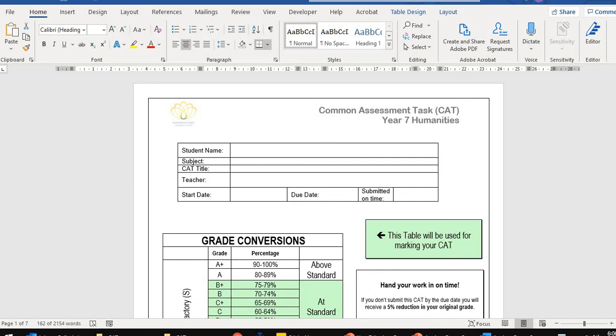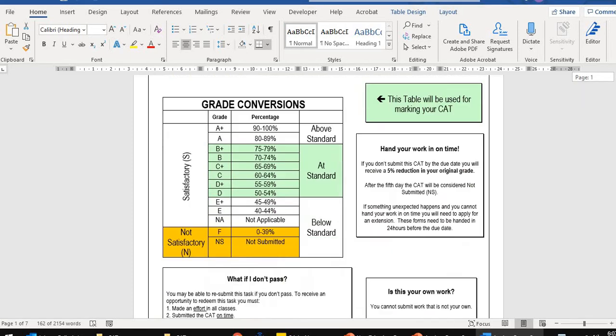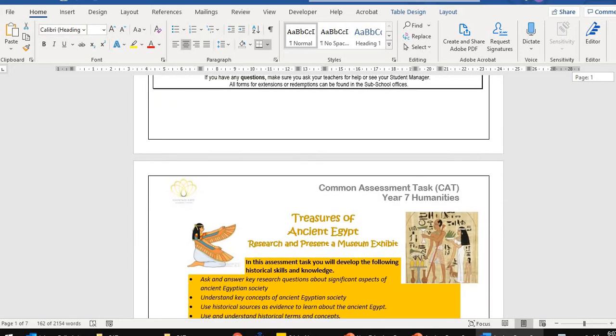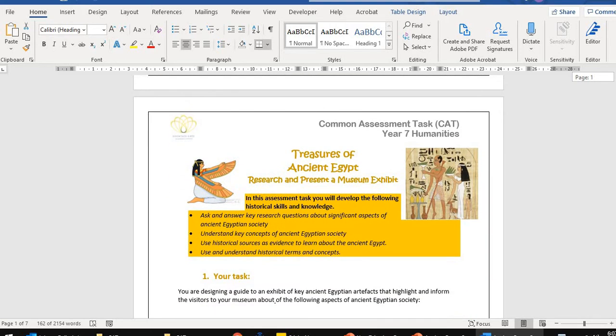Hi Year 7s. So today I'm just going to be talking about the CAT that you'll be doing for Humanities. And it's going to be on ancient Egypt, of course. And what you'll need to do is create a museum exhibit.